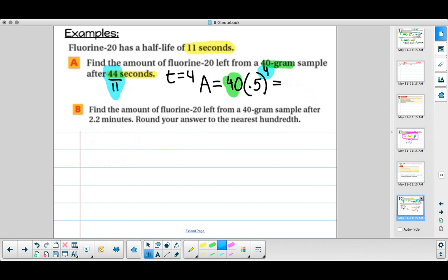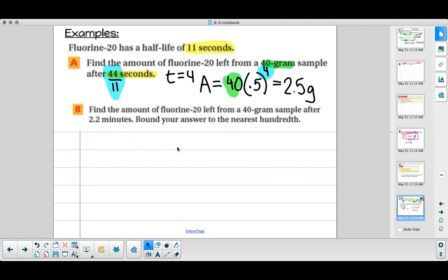And when we work this out, you're just going to do 0.5 to the 4th power times 40, which is 2.5 grams. So that means that if you have a fluorine-20 sample that's 40 grams, after just 44 seconds, it has decreased to 2.5 grams. Okay, let's try one more example.